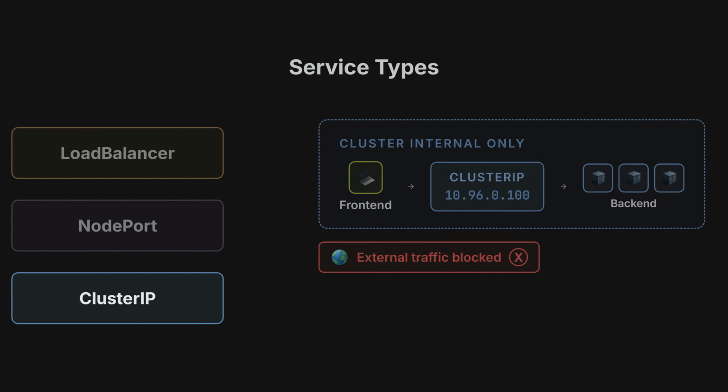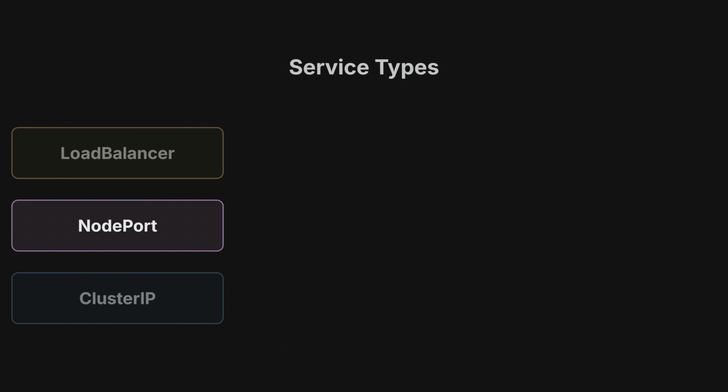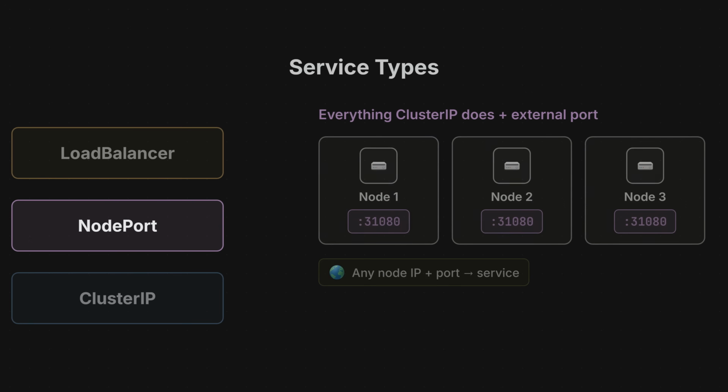Nothing outside the cluster can touch it. But what if you need to reach the service from outside? That's where NodePort comes in. NodePort does everything ClusterIP does, but it also opens a specific port on every node in the cluster. Hit any node's IP on that port, and the traffic gets forwarded to the service. It works, but it's a bit raw. You're exposing node IPs directly, which isn't great for production.